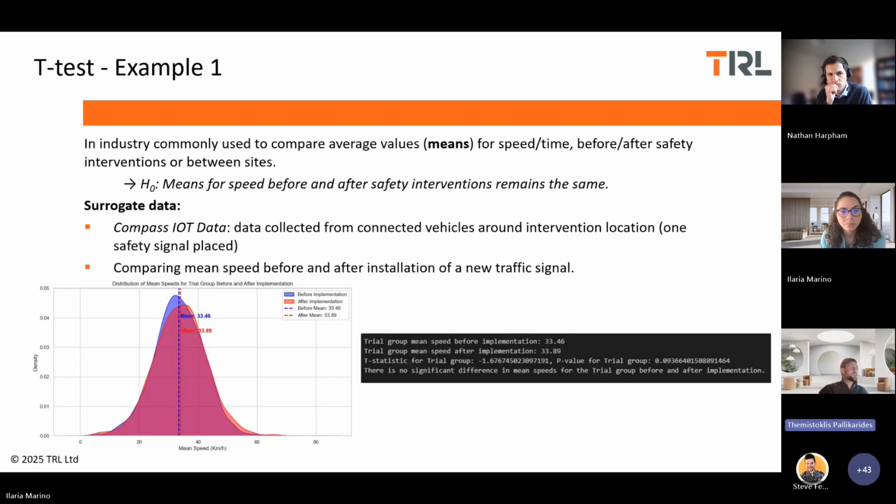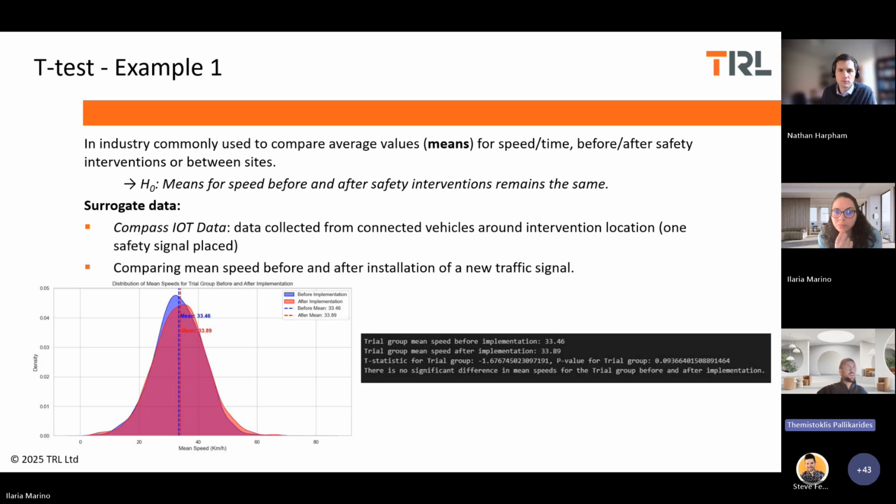Now that we have described the test a bit, let's get some surrogate data and ground it with an example. In industry, the t-test is commonly used to compare average values or means of speeds, times before and after interventions or between sites. An investigation that TRL has conducted was on the means of speeds after a safe intervention has occurred in a specific place. The null hypothesis in this investigation was that the means of speeds before and after the safe intervention will remain the same, so that nothing has changed.